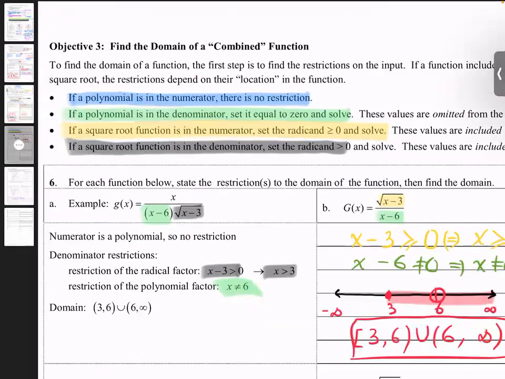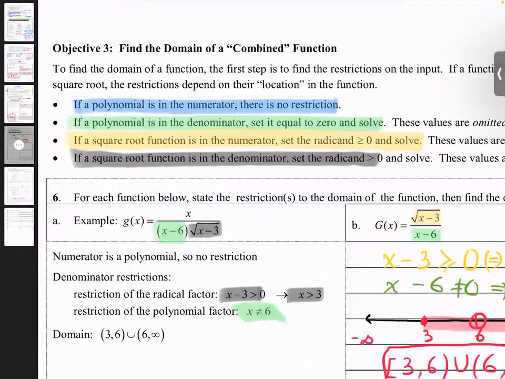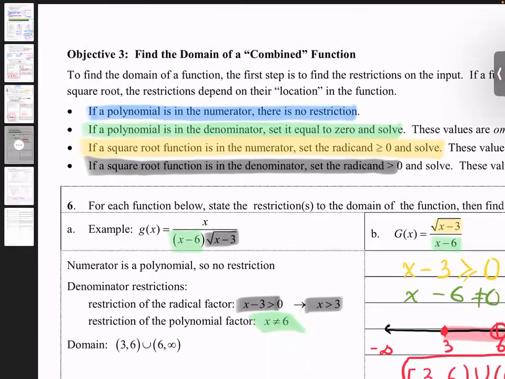What if we have a combined function? A combined function is where you have polynomial, rational, radical, all in one problem. So here, if the polynomial is in the numerator, you do nothing, just leave it alone. If the polynomial is in the denominator, then you factor it first, and then you set it equal to 0 and solve. And then at the end, you say it cannot be equal to that value.